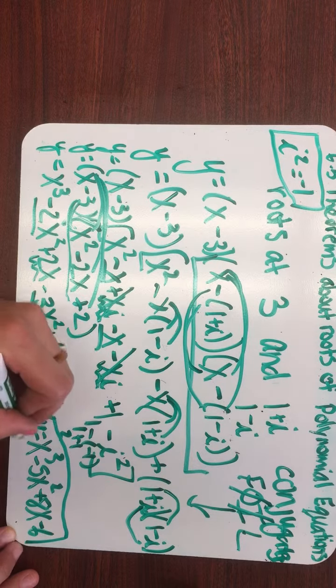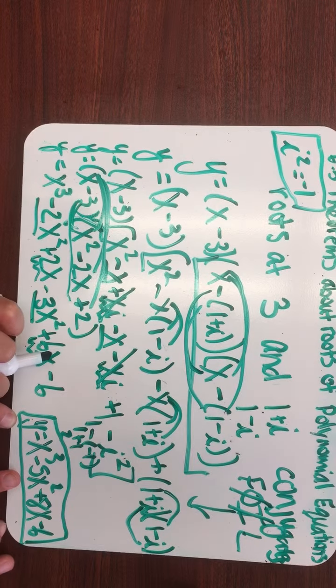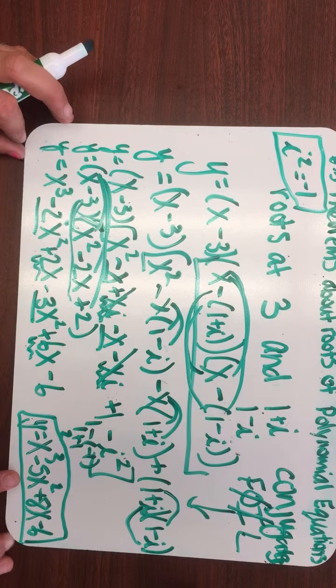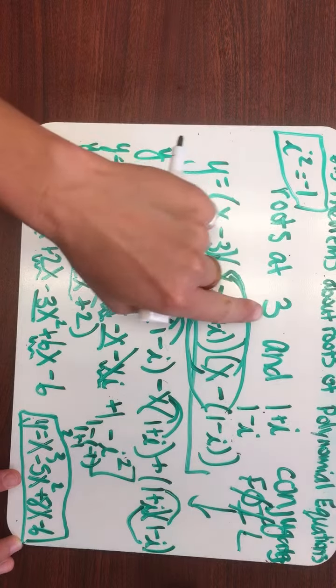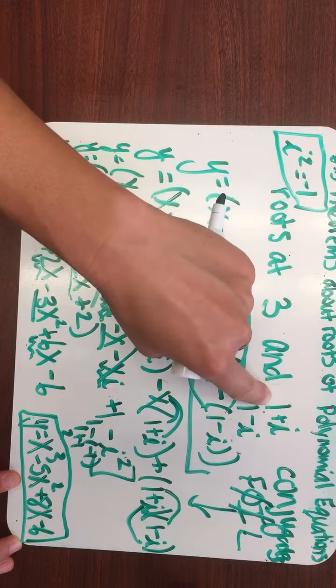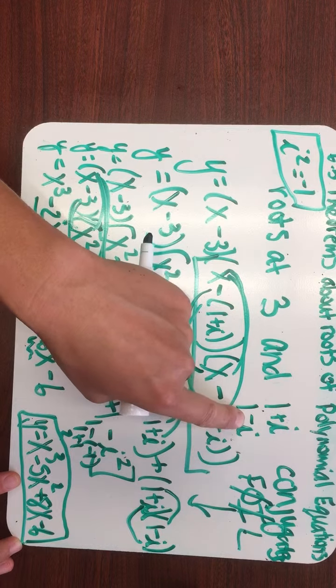And this is writing the equation for when we are given the roots of a polynomial. And knowing that if we were just given 3 and 1 plus i, then I also know the conjugate of 1 minus i, which is by the imaginary root theorem.